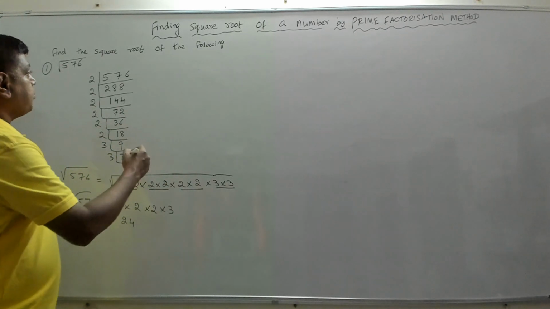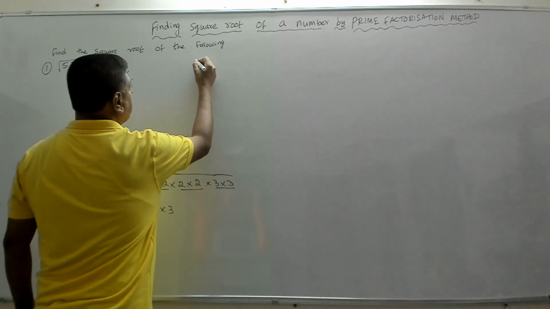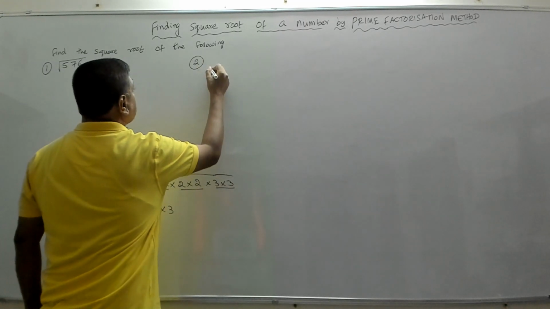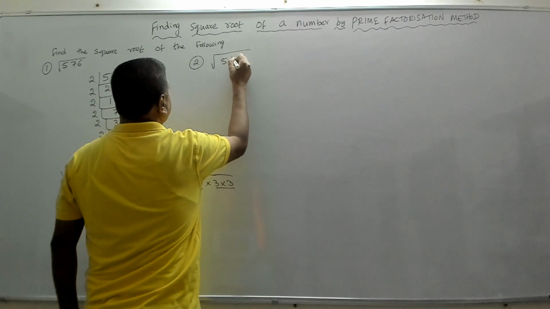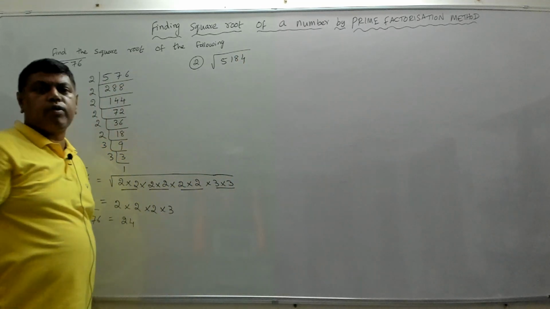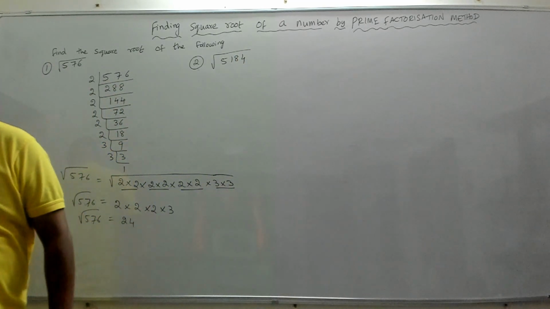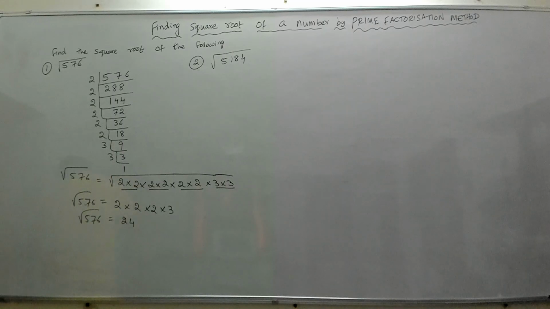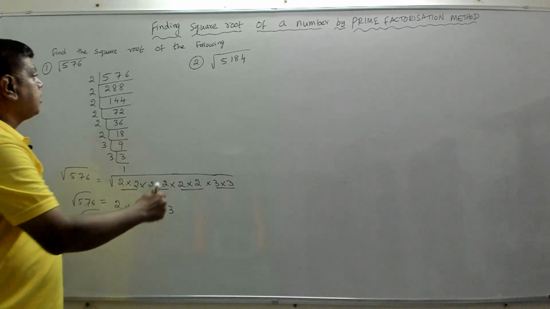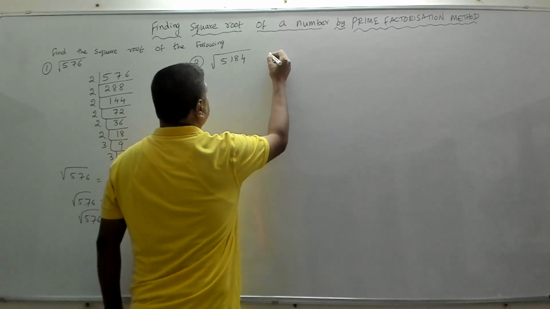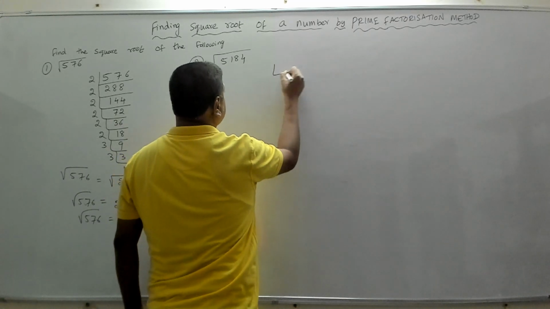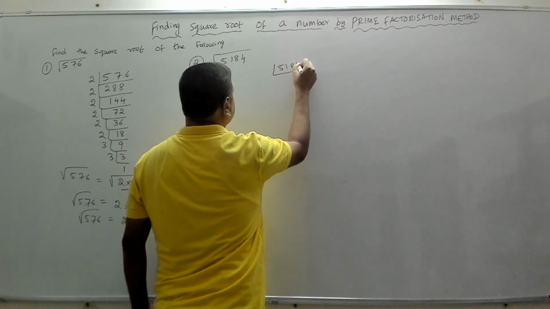Now let's go to the second problem. I'll write that here. The second problem is, we have to find the square root of 5184. Now how do we do that? Again, we'll have to write this as a product of primes, so we'll write 5184 here.